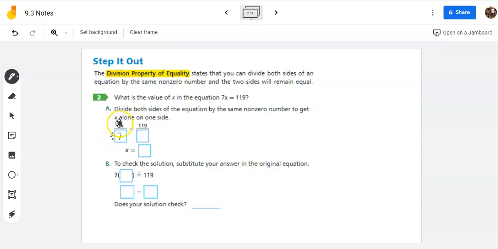So we have divide by 7. This 7 goes away. Divide by 7. 119 divided by 7 is 17. And now we're just going to check it.